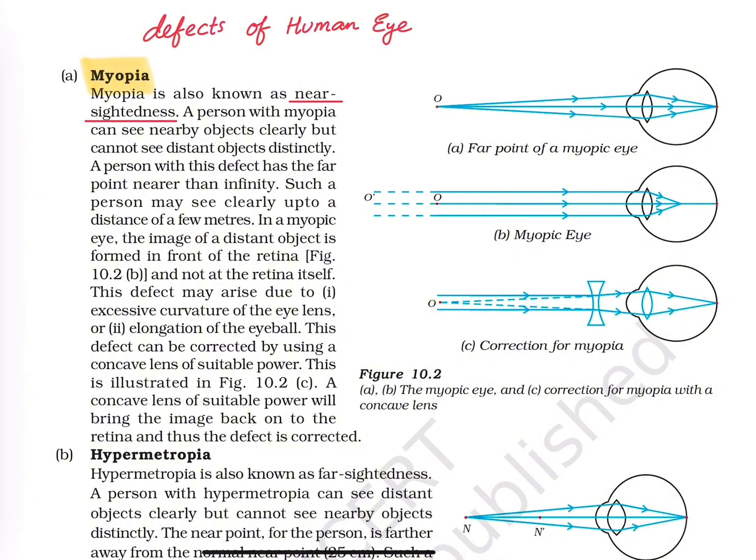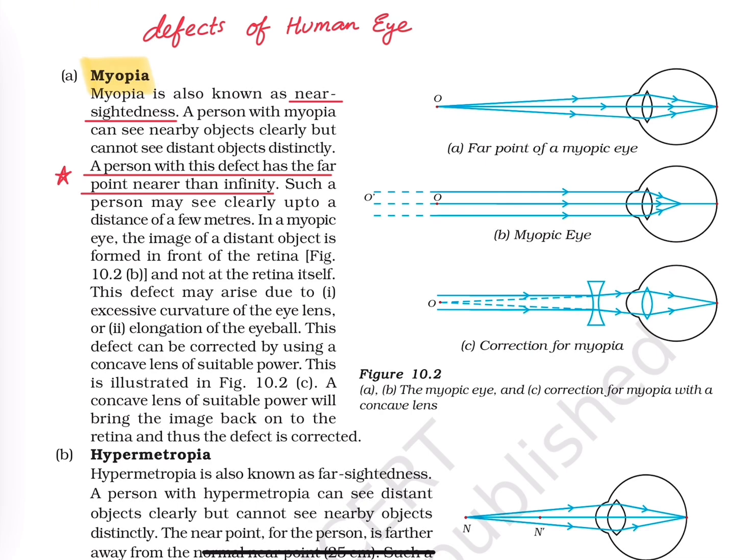What does that mean? That simply means that a person cannot see far objects, or you can say the person has a limited vision. He cannot see a very far object from his position. This type of defect leads to a person's far point getting less than infinity. A person with this defect has the far point nearer than infinity. This point is very important.